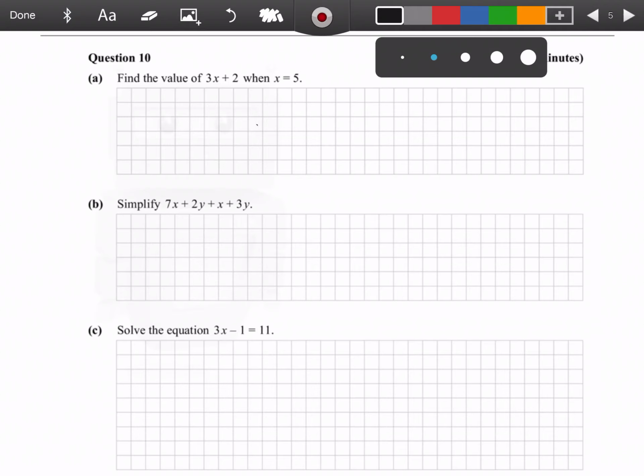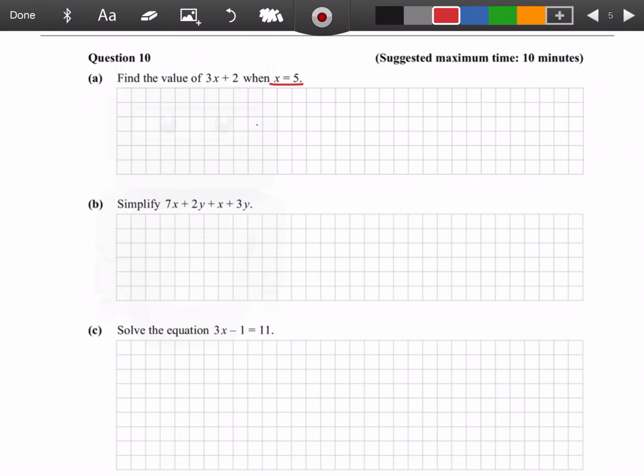Rest of this PDF correction with you now. So this is question 5. First part, it asks to find the value of 3x plus 2 when x is equal to 5. So as I said, x is equal to 5, and we're substituting that in wherever we see x.